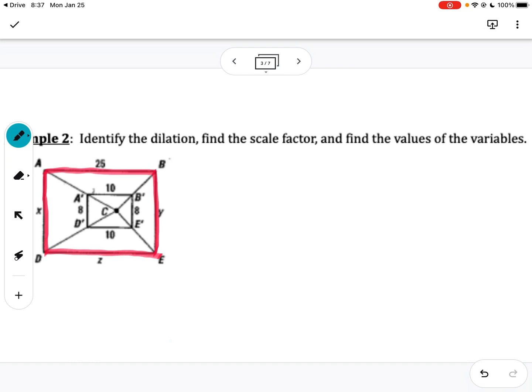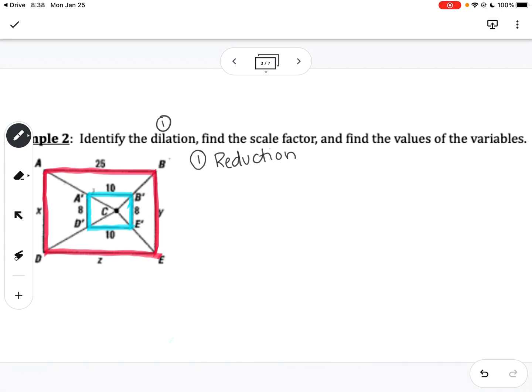And then my image, as marked by the primes, A prime, B prime, E prime, and D prime, is interior. So the first thing I want to do is identify the dilation. The original, the pre-image, is larger than the image. Since the image, the final product, is smaller than the original, this is a reduction. If I'm identifying the dilation, I'm going to describe it as a reduction or an enlargement. This one is a reduction, it gets smaller.